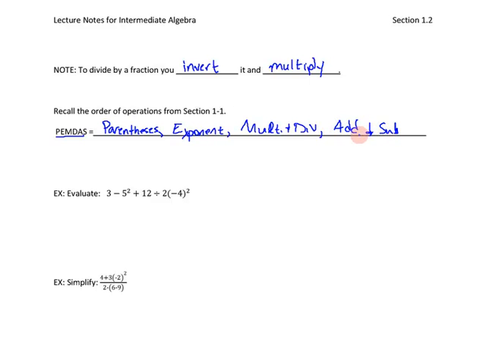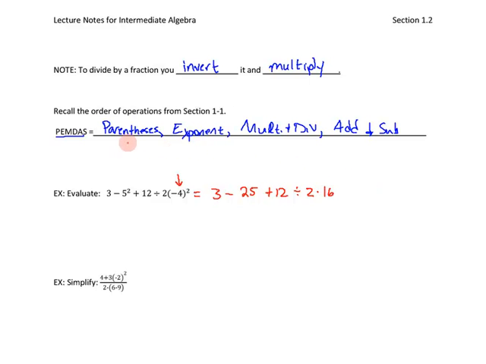So now we do a few more of these operations in this section. Let's talk about how we would simplify a more complicated expression such as this. We start with parentheses. Is there anything inside the parentheses that I can simplify there? No, that's just the number -4. So I start with exponents. I have an exponent here and I have an exponent here. So that's going to be 3 minus, and change 5 squared to 25, plus 12 divided by 2 times -4 squared is -4 times -4, which is a positive 16.